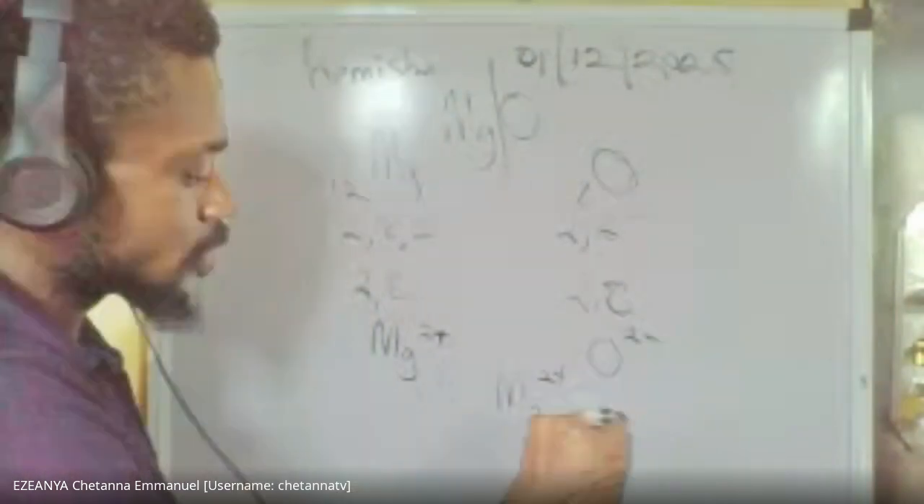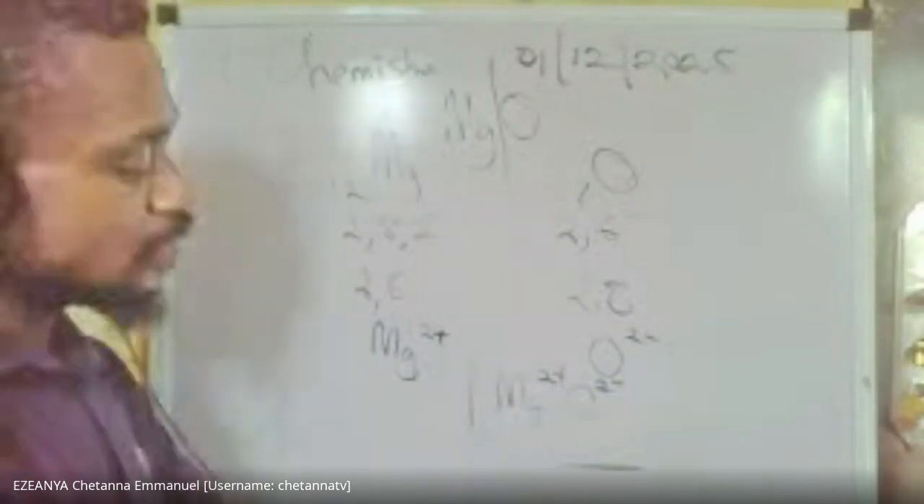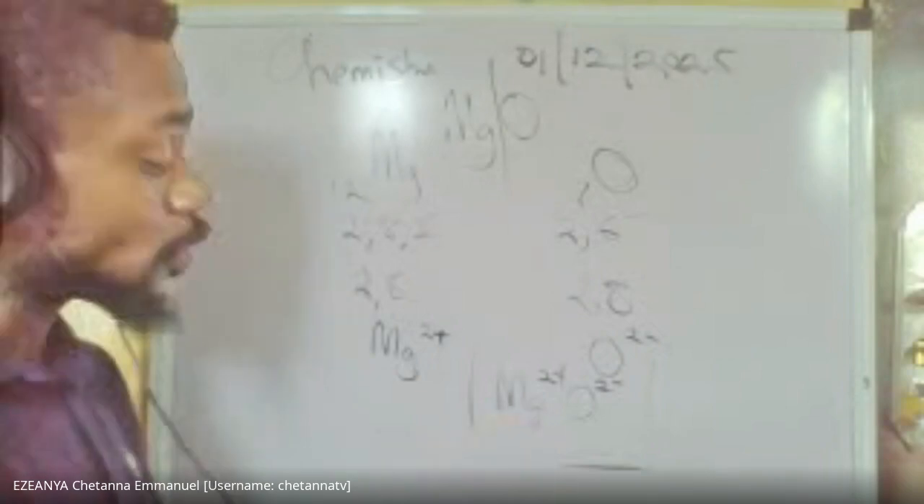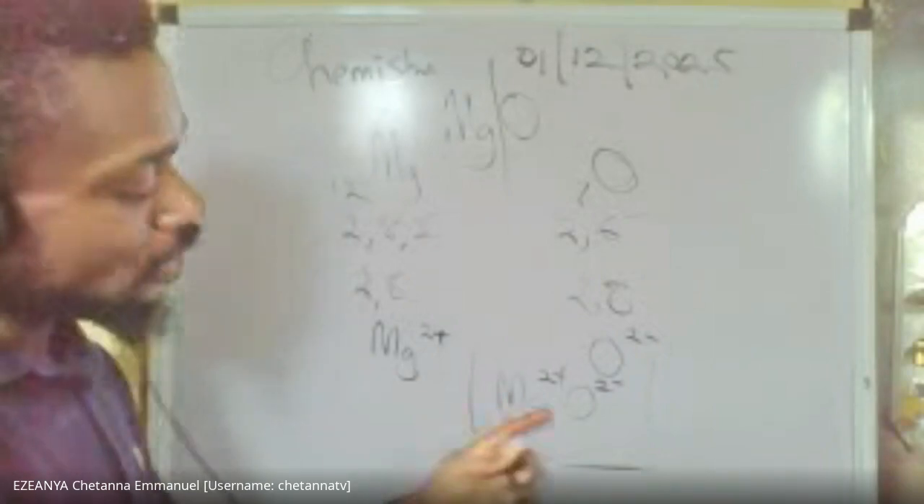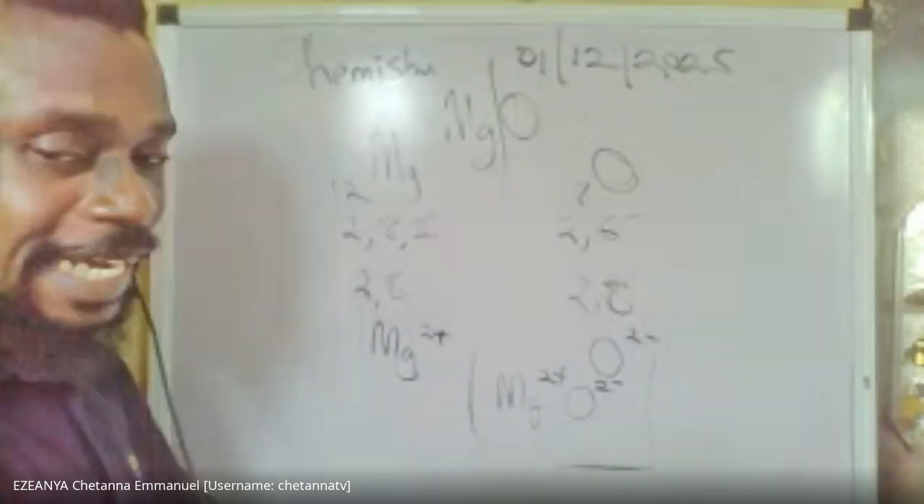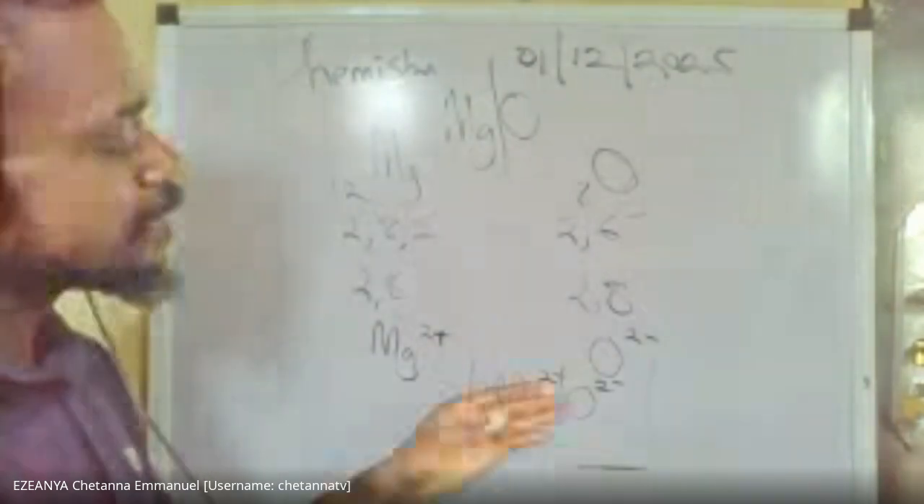So that's what happened. This is how they will exist in the solution, as ions. This is how they will exist in the bond: magnesium ion and oxide ion. So that's why it's called magnesium oxide. No longer magnesium and oxygen. Magnesium oxide. So this is basically what happened in magnesium oxide.